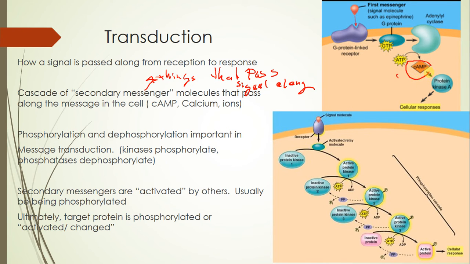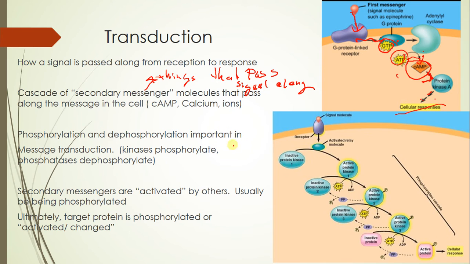cAMP, or cyclic adenosine monophosphate, is an important secondary messenger. For example, in G protein coupled cell signaling, the messenger binds with the G protein linked receptor, which with GTP activates G protein, which binds with this molecule called adenylyl cyclase, which then through ATP activates cyclic adenosine monophosphate, which activates protein kinase A, which goes down the line until there's a cellular response.